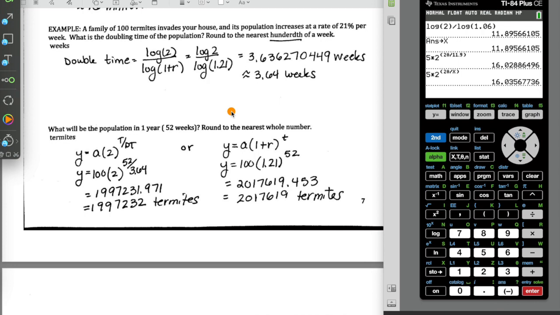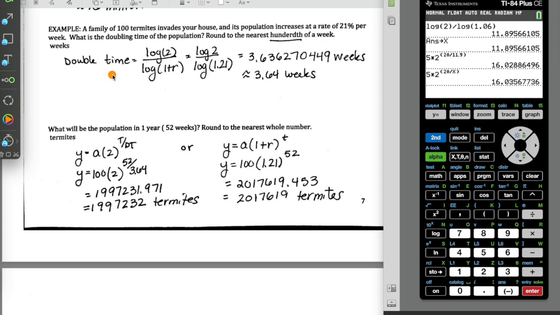So we have a family of 100 termites that invades your house, and its population increases at a rate of 21% per week. So our unit of time is in weeks. What is the doubling time of the population? And we're going to round to the nearest hundredth of a week.